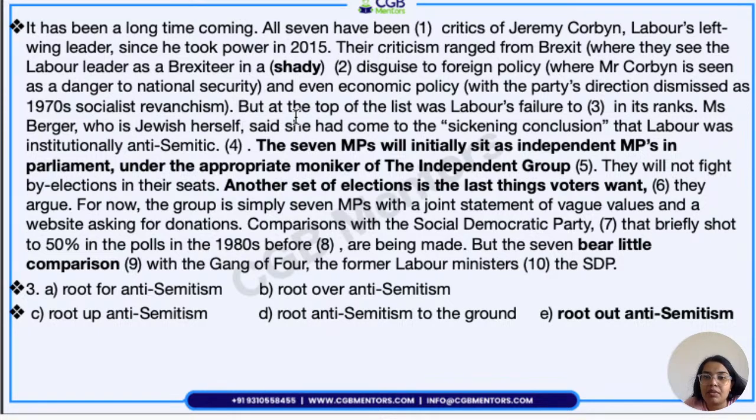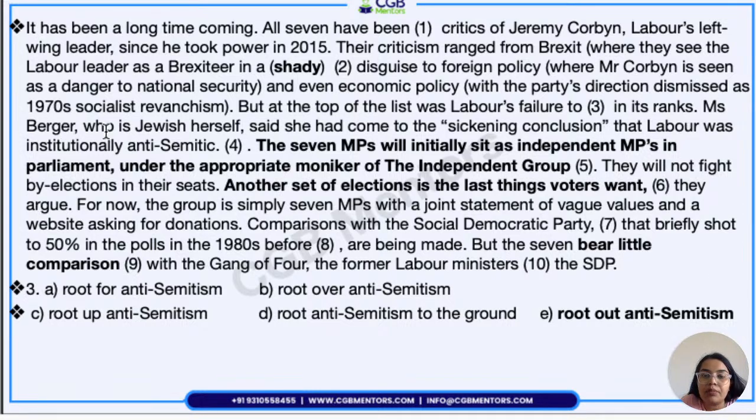And even economic policy. But at the top of the list was Labour's failure to root out... root for, root up. When you root for something, you are supporting that person. You are rooting for ABC to win some election, so you are supporting them or wishing them the best. यहाँ पे तो हम जो बोल रहे हैं, we are saying at the top of the list was Labour's failure to root out anti-Semitism in its ranks.